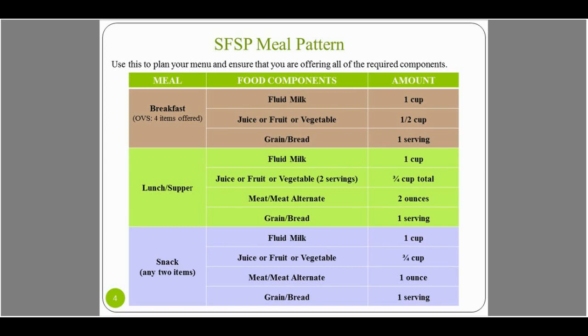There are 4 components in the SFSP meal pattern. Fruits and vegetables are considered one component, but 2 different types must be offered at lunch and supper. Milk, fruit, vegetable, and grains are a requirement for breakfast, lunch, and supper. Lunch and supper must contain a meat or meat alternative. Snack can be any 2 components as long as they are not the same. For example, you cannot serve an orange with orange juice as a snack.